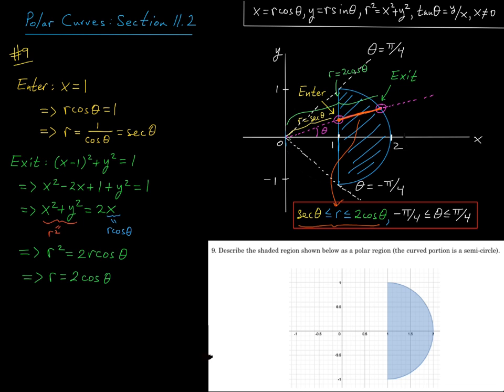So by considering all of these rays, as we let theta vary from minus pi over 4 to pi over 4, we're going to be filling out this blue region with a bunch of these line segments. So these two sets of inequalities describe our blue region. r varies from secant of theta up to 2 cosine theta, and we're letting theta vary from minus pi over 4 to pi over 4.